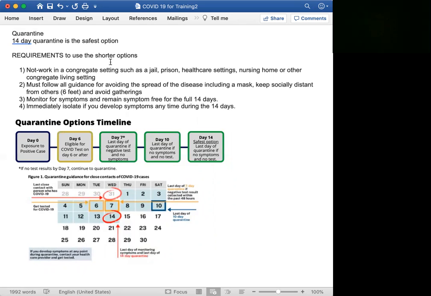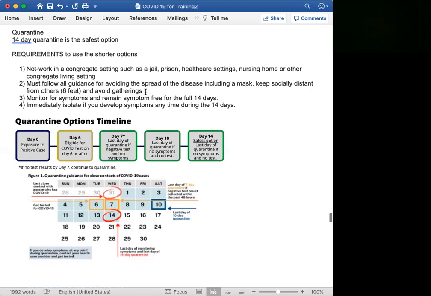If you're going to take advantage of these shorter periods, you also need to follow all the guidance for avoiding the spread of COVID-19 disease, including wearing a mask, keeping socially distant from others, meaning 6 feet apart, and avoiding gatherings of people. You're going to need to monitor your symptoms and remain symptom-free for the full 14 days. You're going to need to immediately isolate if you develop symptoms, and that's anytime during the 14-day monitoring period.